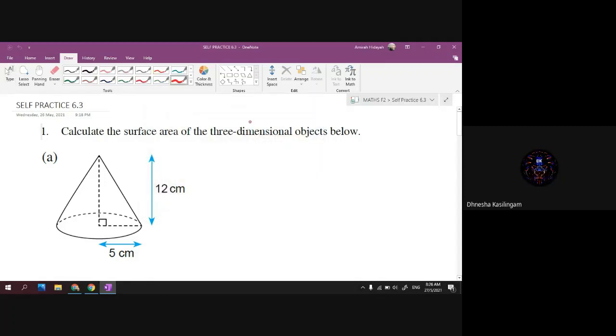Alright, okay. Question 1. Question 1 wants us to calculate the surface area of the 3D objects below.